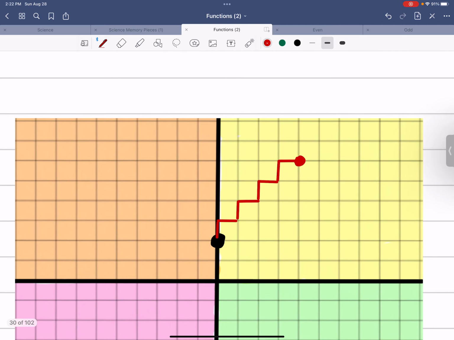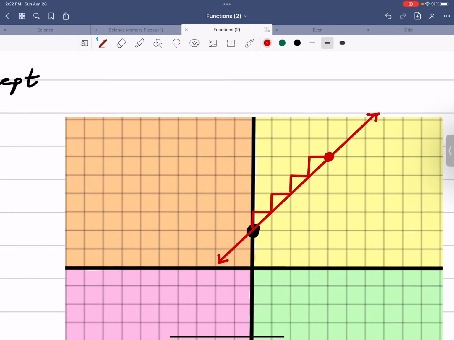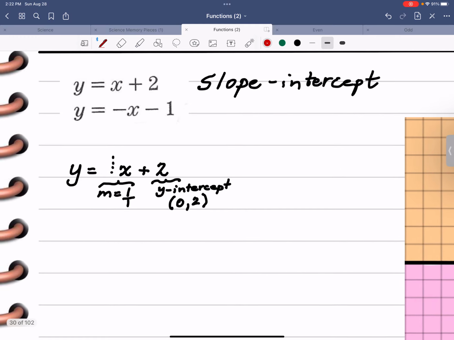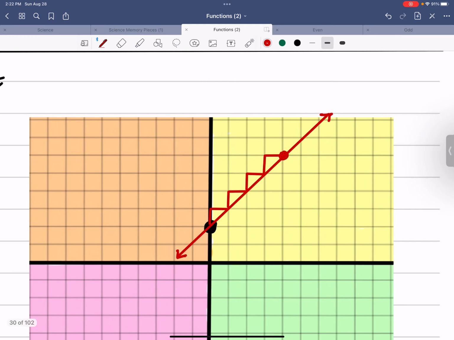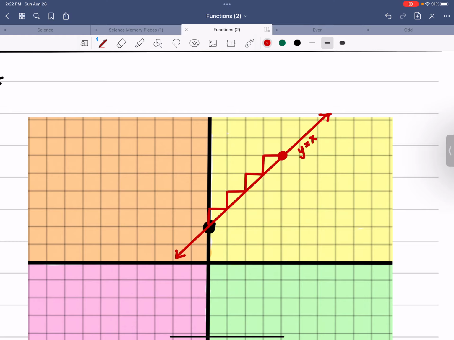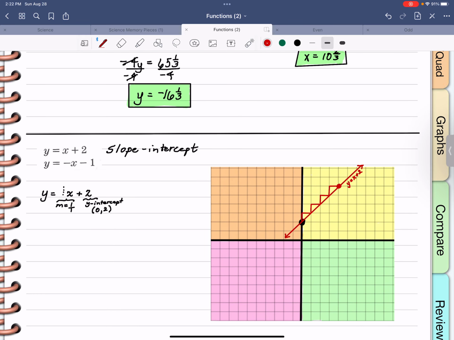I need to see the line for this to work. So here comes the line. Ooh, that one's good. That makes me happy when it lands just perfectly. So this is the graph of y equals x plus 2. Let's go ahead and write that in there so we know which line we're talking about. All right, then we need to put the other line on the graph.